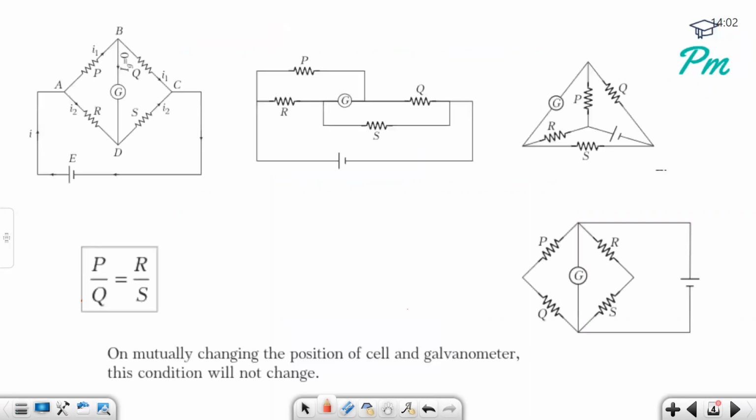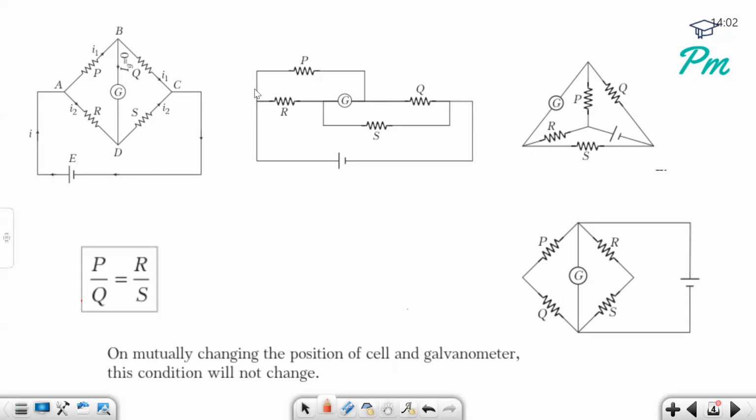Now let us see some circuits that are Wheatstone bridge. So you can see here four types of circuit and four types of arrangement of the resistance are given. In these four types of circuit, all are Wheatstone bridge if the galvanometer deflection is zero. Here you can see a galvanometer, and here also a galvanometer. And you can see the position of the source. This is very important to remember, the position of source and galvanometer, to identify the Wheatstone bridge.